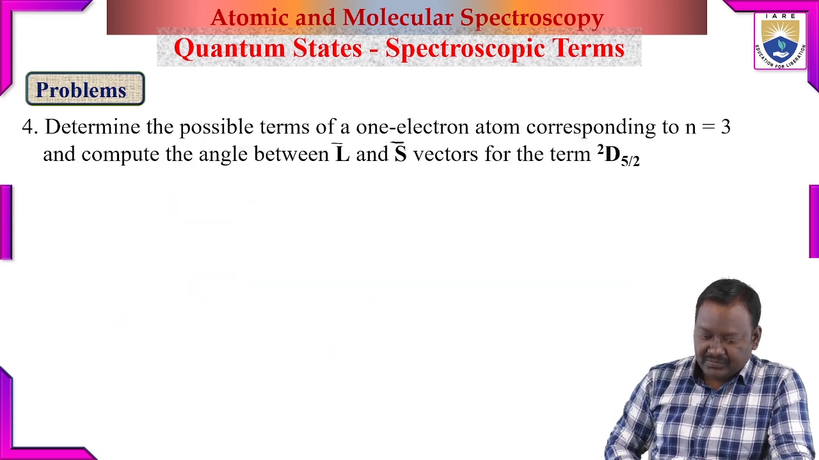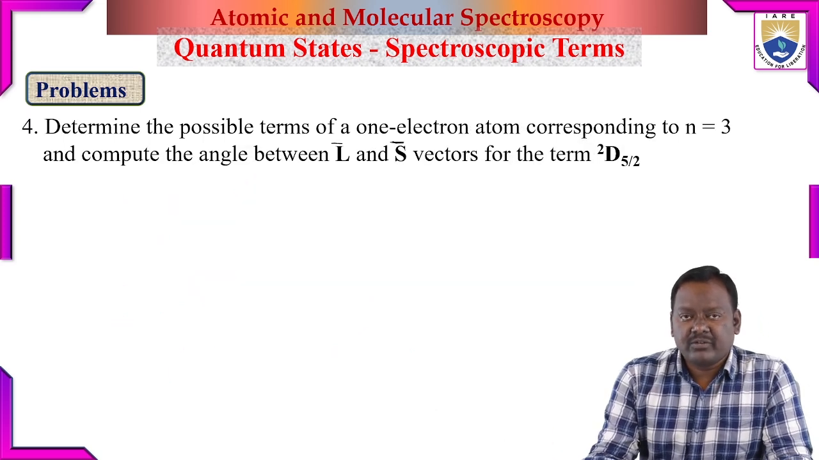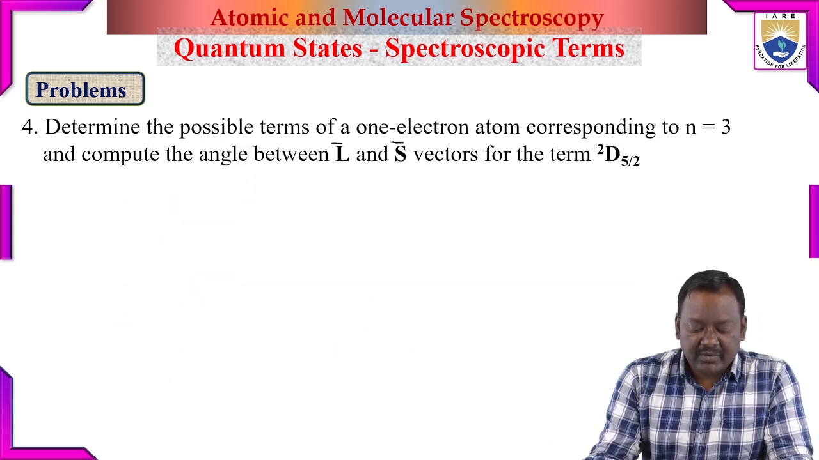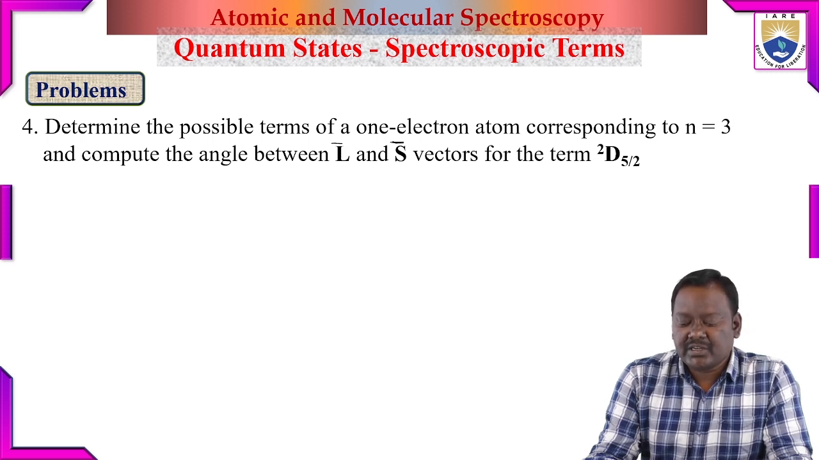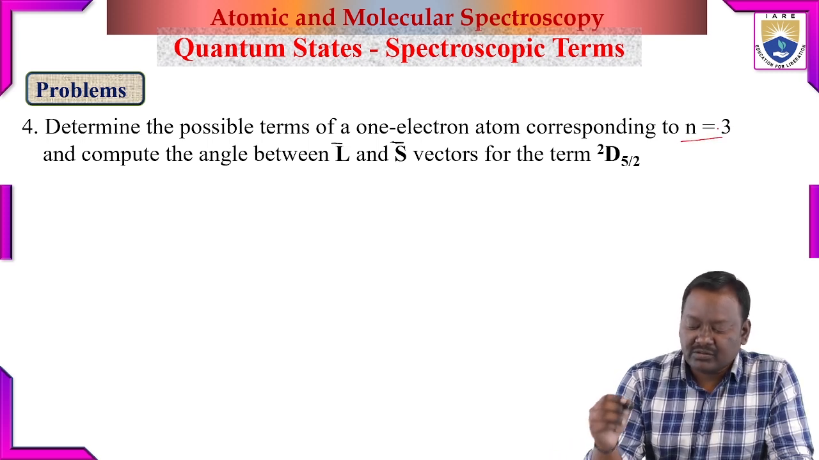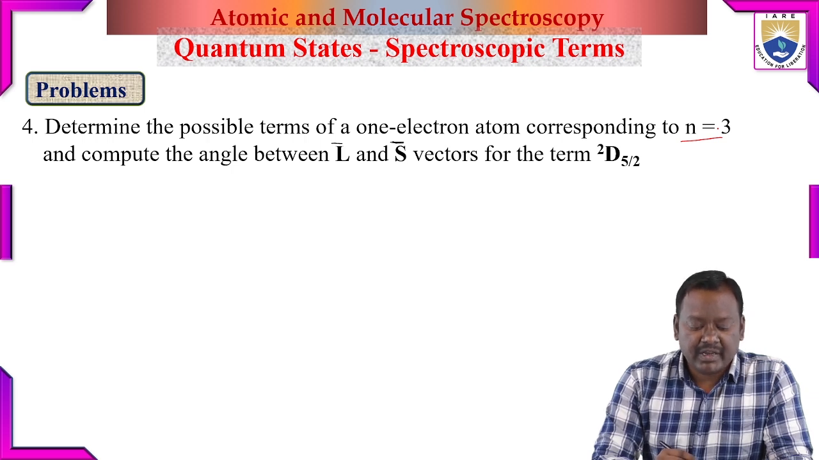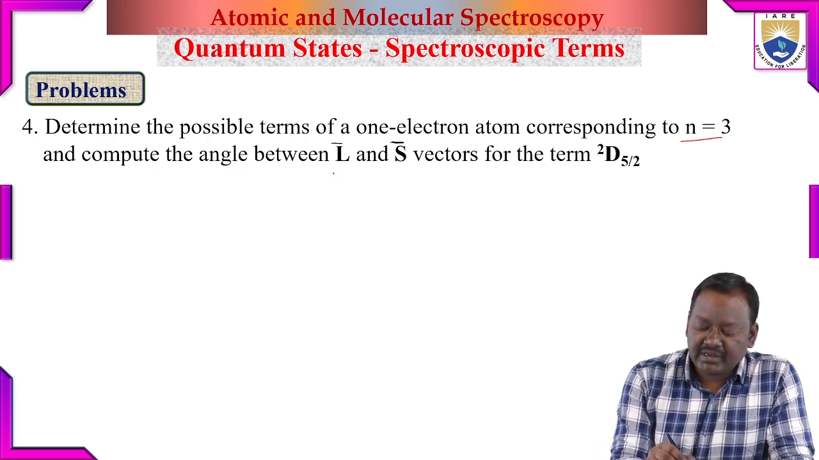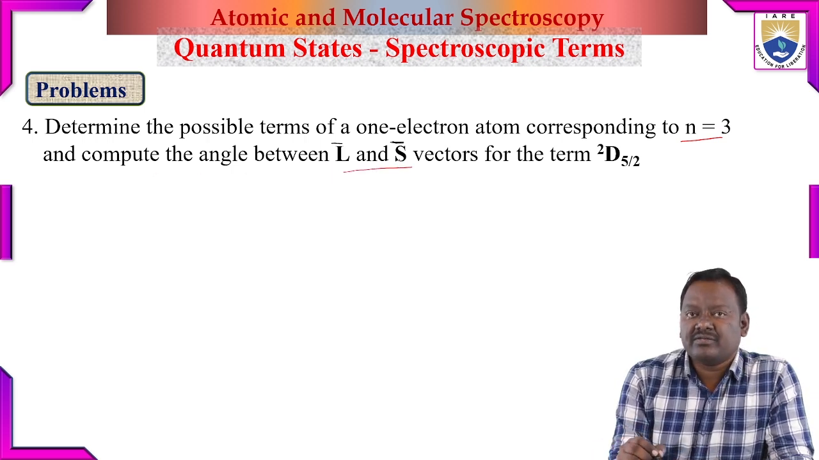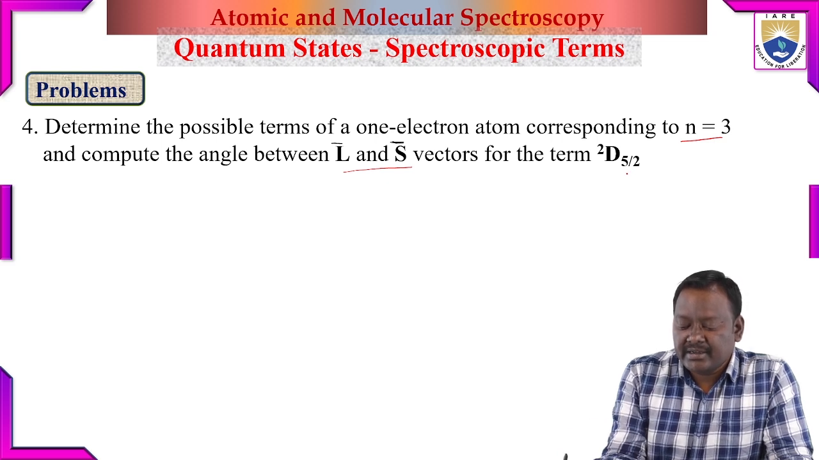So now let us go to the fourth problem. Determine the possible terms of a one electron atom corresponding to n equal to 3 and compute the angle between L and S vectors for the term 2D 5/2. This is one of the terms when n equal to 3.